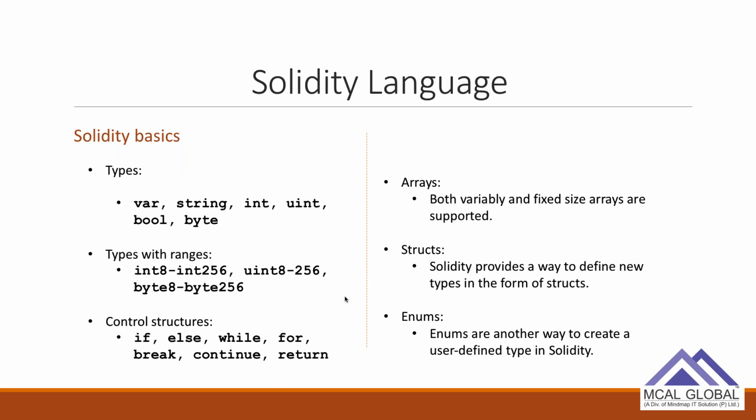Okay, now let's jump on to the Solidity language resources, or the reference of the language. When you want to code in Solidity, you should know what the language contains. The language has different types, like var, string, uint, which is called unsigned integer, then Boolean and byte. These are the primitive data types in Solidity. Then we have some types called range types.